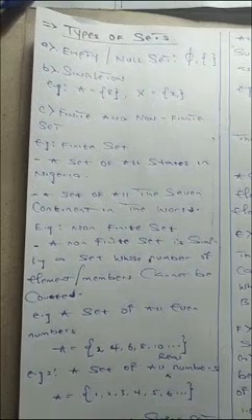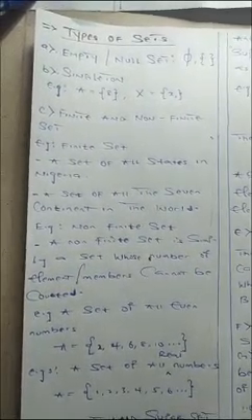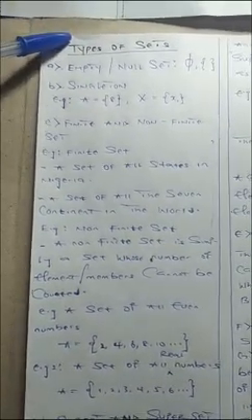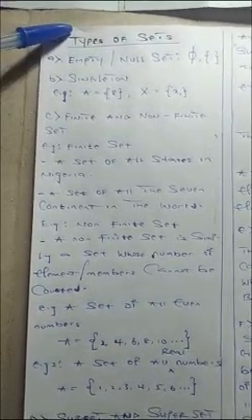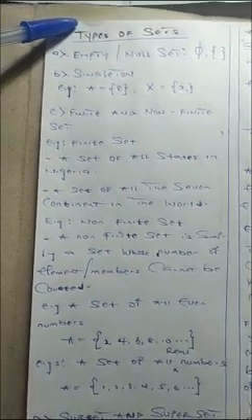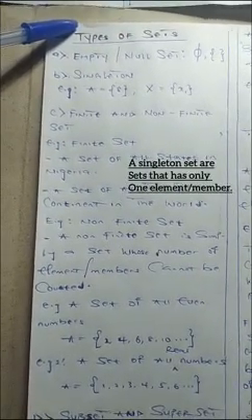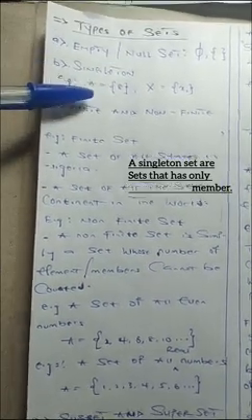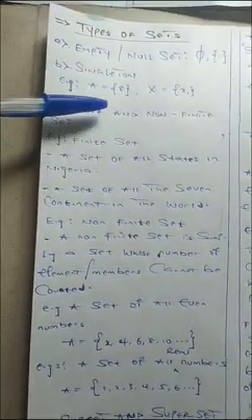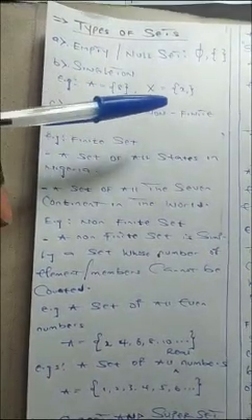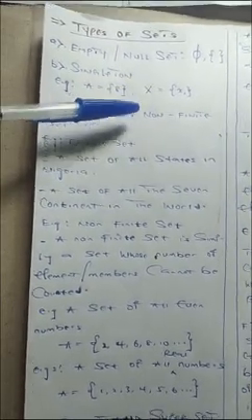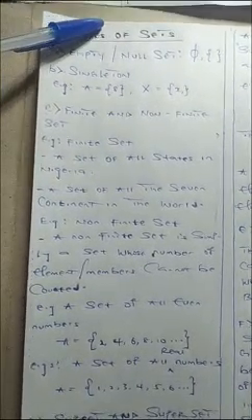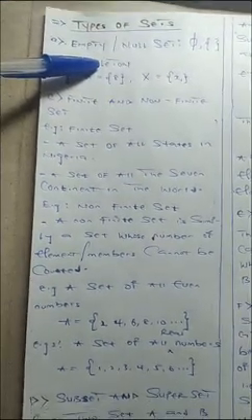Now the second one we have is the singleton set. Just like an empty set is defined as a set that has no elements in it, a singleton set can be defined as a set that has only one element. Just like the example here, set A is equal to 8 and set X is equal to small letter x. Singleton sets are sets that have only one element.